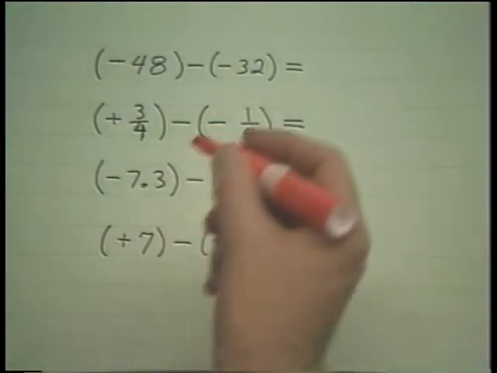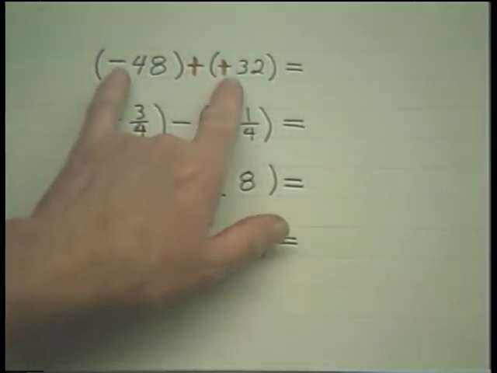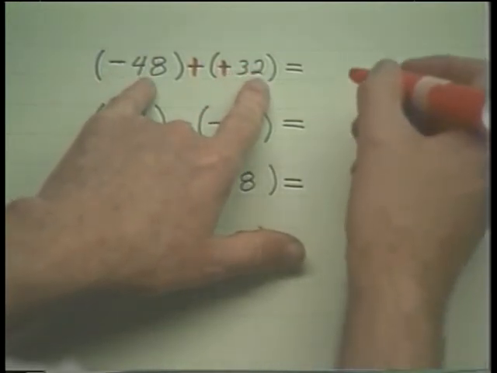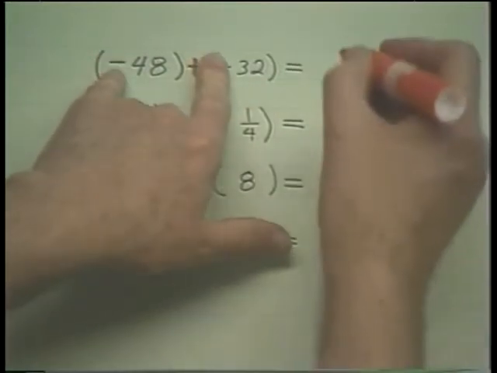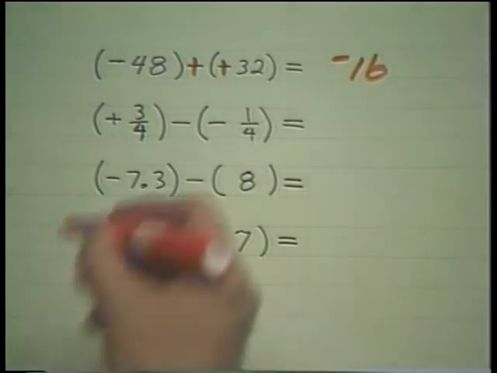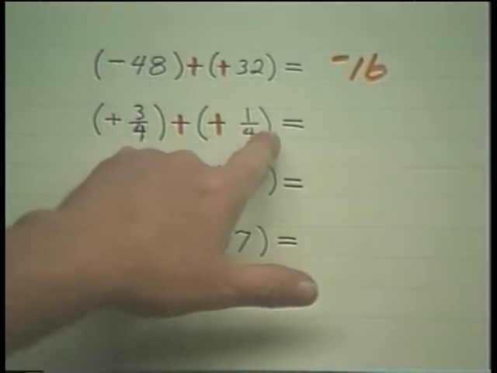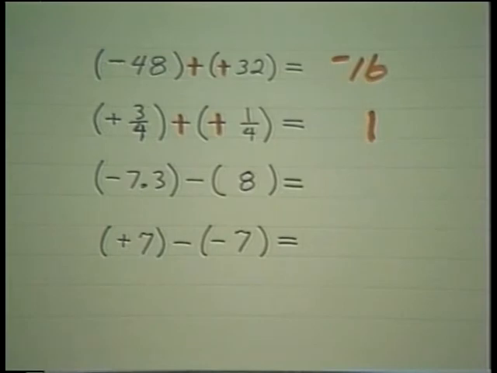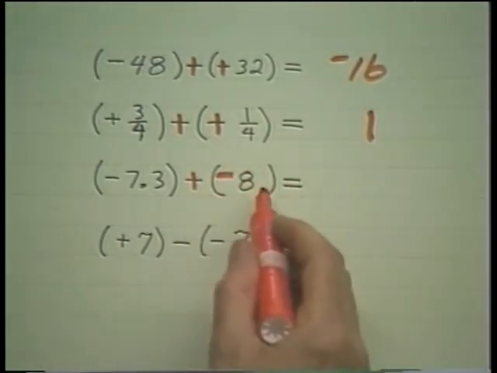Again, 4 more problems. Subtraction means add the opposite of what follows. Now that we're adding, if the signs are different, we take the difference, which is 16, and give it the sign of the one with the larger absolute value, which is negative. Again, subtraction means add the opposite of what follows, and 3/4 plus 1/4 is simply 1, +1. Again, subtraction means add the opposite of what follows. That what follows is an important phrase.